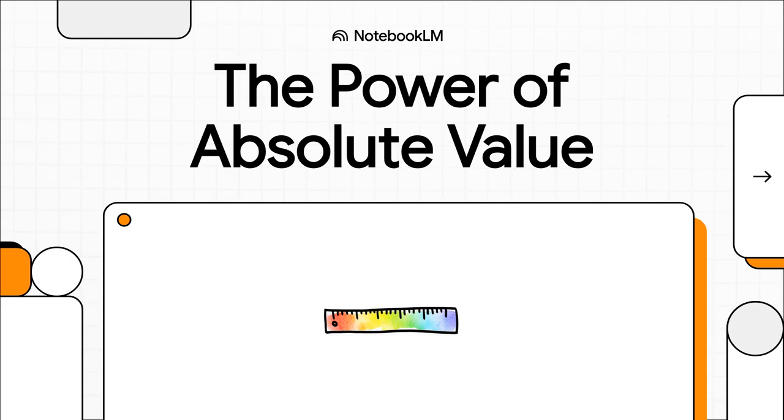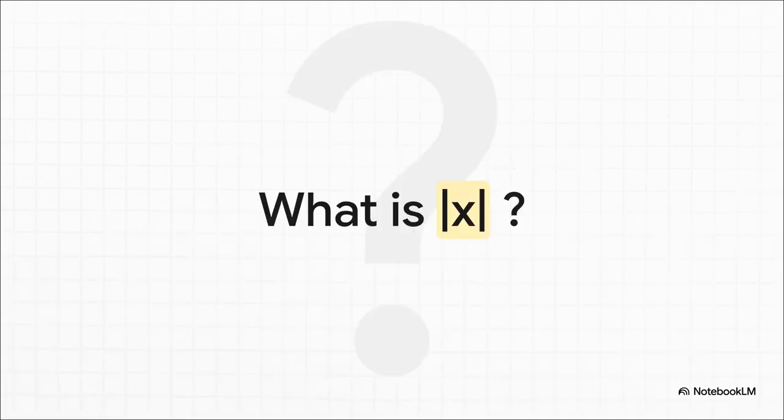All right, let's talk about something you've probably seen 100 times in math class. Two simple vertical bars. But behind them is a really powerful idea, one that goes way beyond just making a number positive. Yep, we're talking about absolute value. Yeah, you've seen these things, right? The absolute value of x.